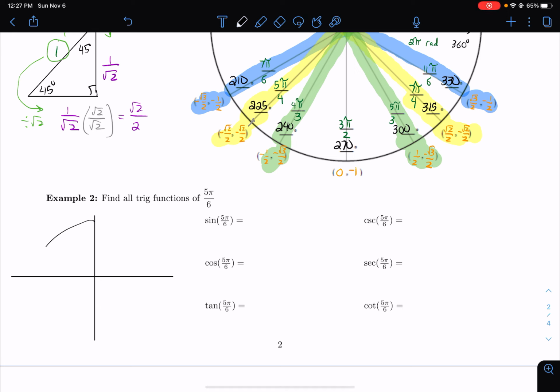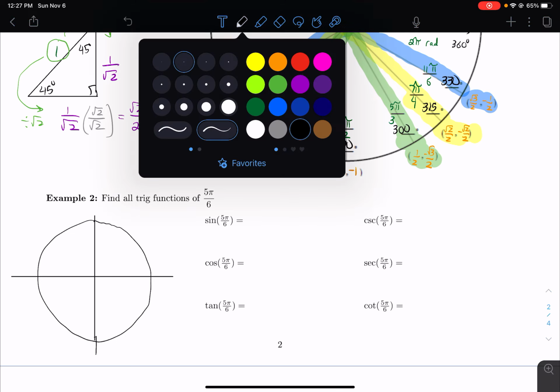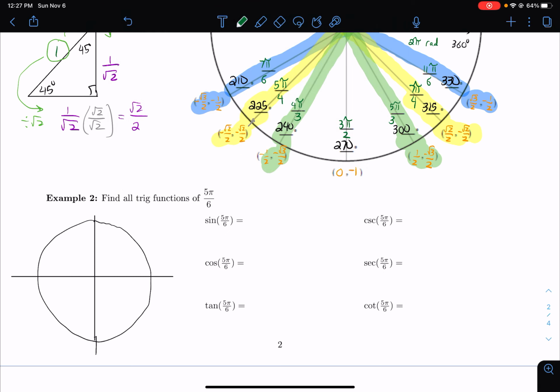Because even if I don't remember my unit circle, if I know my 30, 60, 90, or 45, 45, 90 stuff, I can always use that to get it, even if I don't have the whole thing memorized. Okay, so what I do need to be able to do is get this in terms of degrees and know where it is in the unit circle.